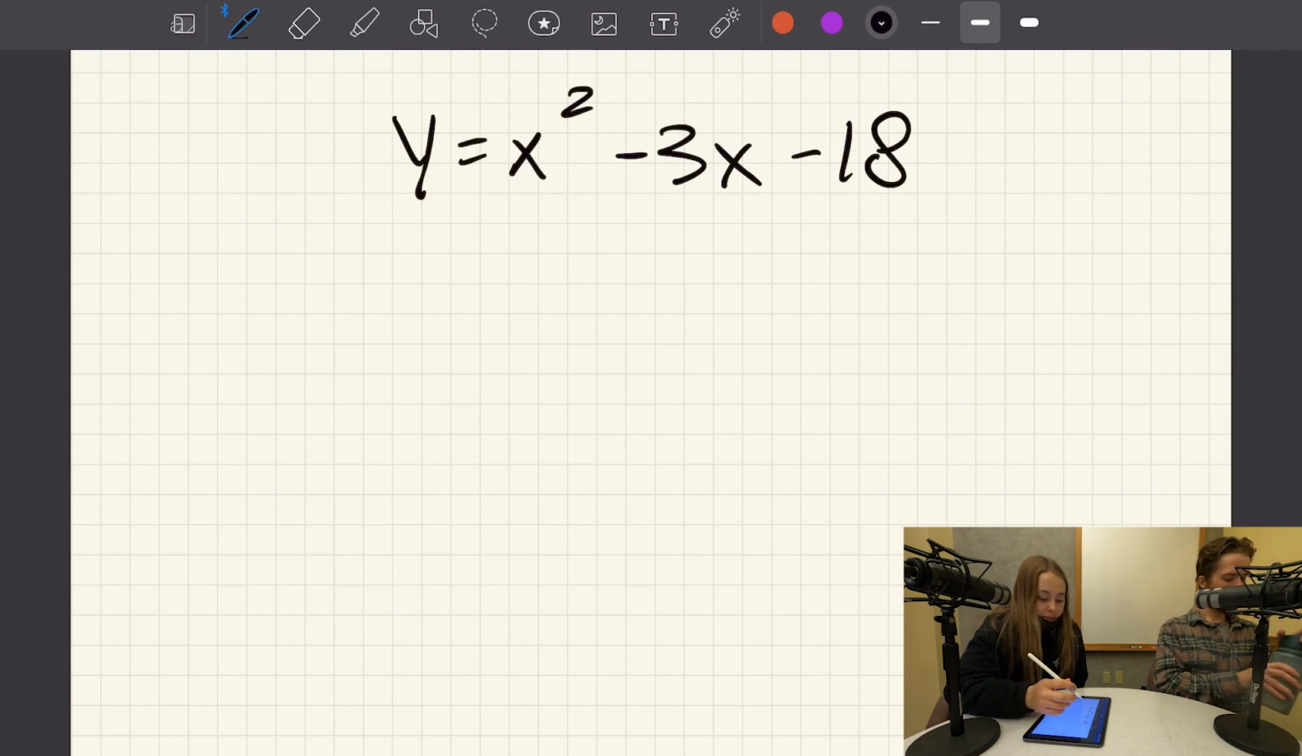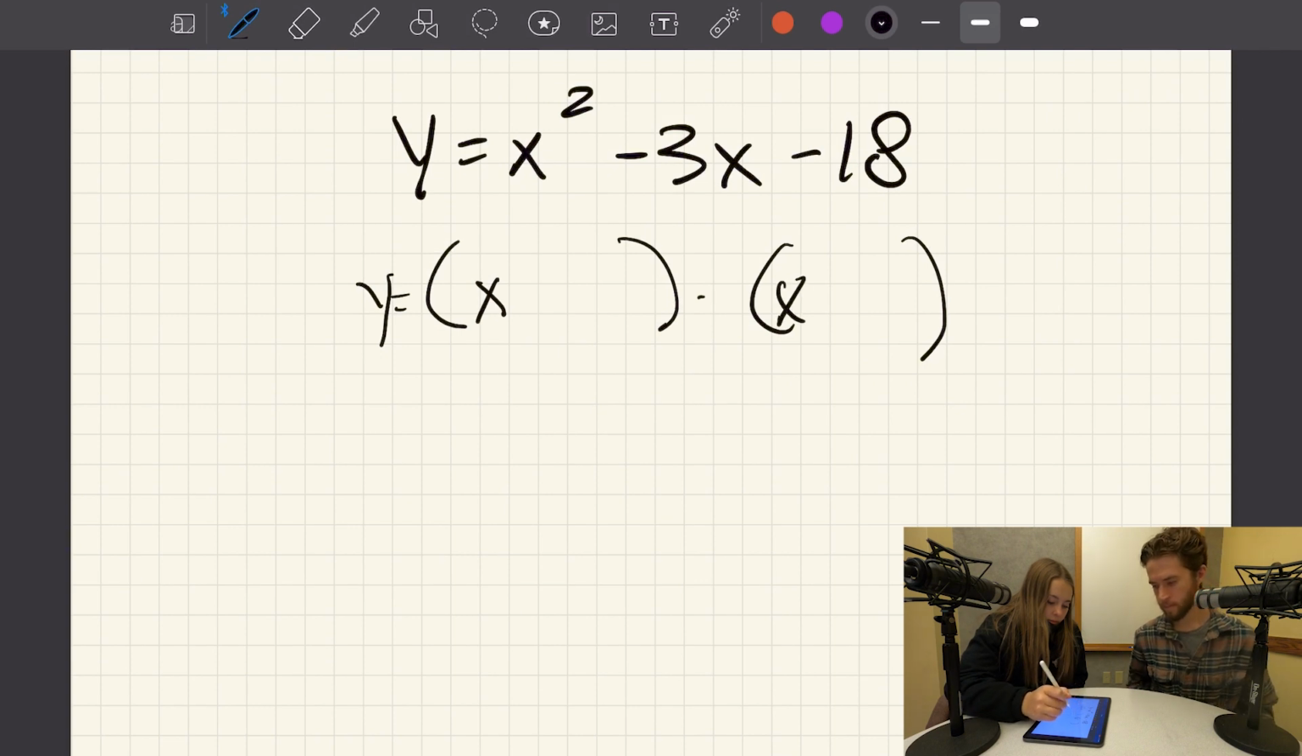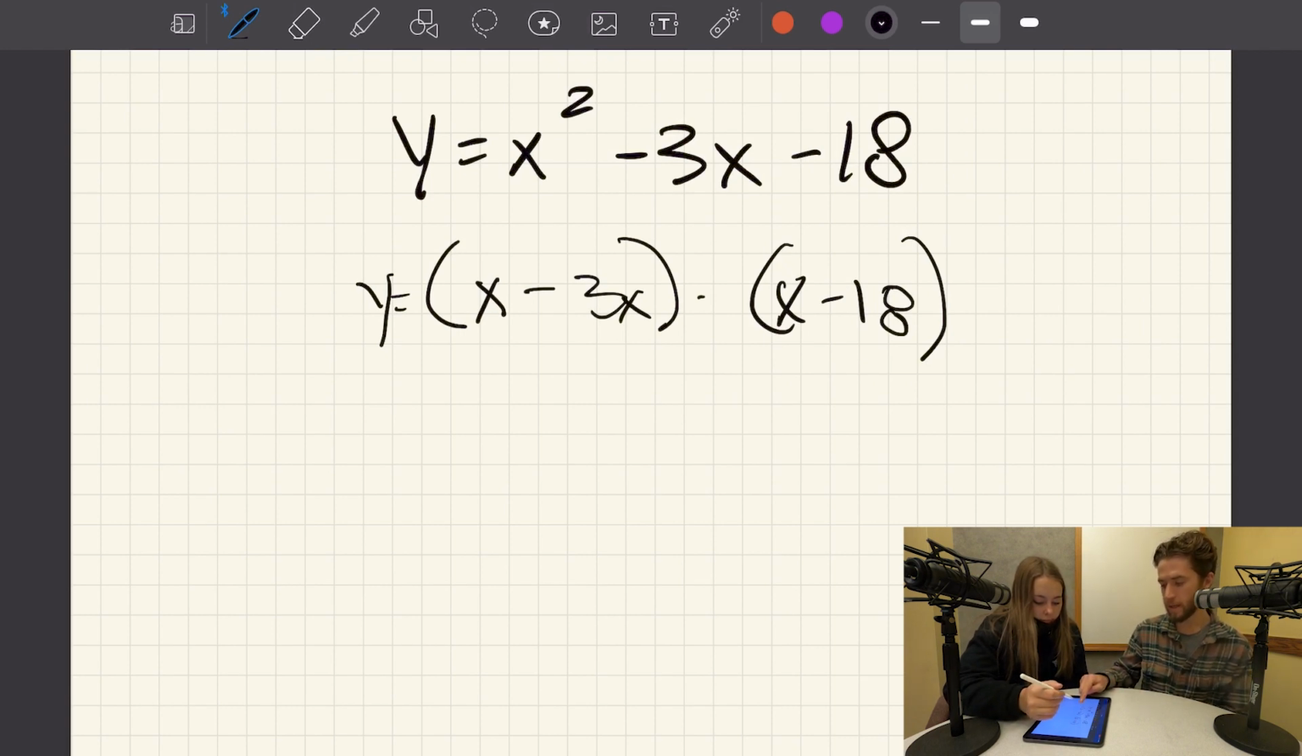I'm not sure how to do this. It might help to start with that initial structure, being the 2 sets of parentheses that are multiplied by each other. And that y should be equal to those 2 sets of parentheses. Exactly. So, x, and then -3x and -18. And you times it, right? If you times them, you would ideally get back to this original problem, because this is the factored version, and this is the multiplied or expanded version. So you should be able to go back and forth between these two.